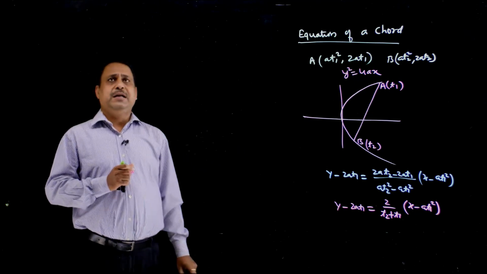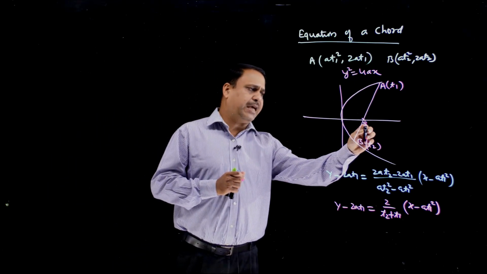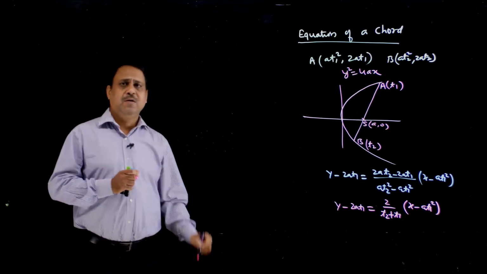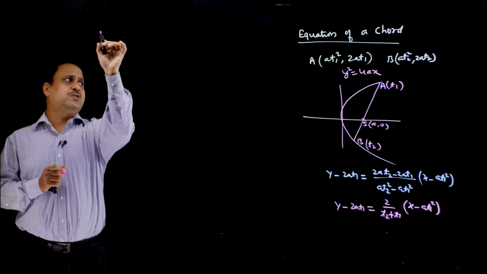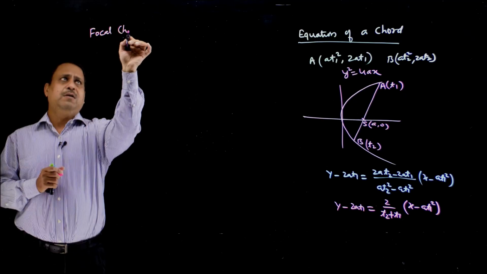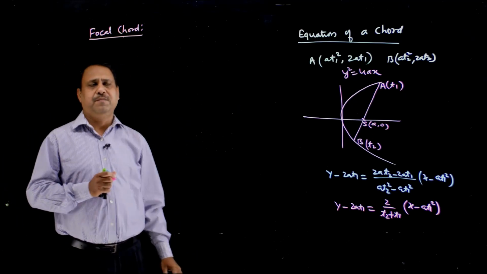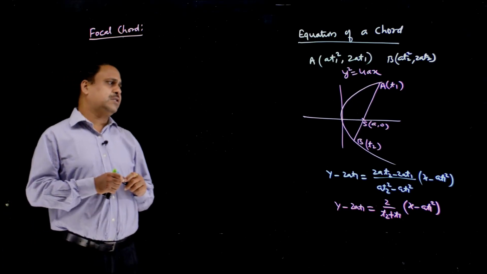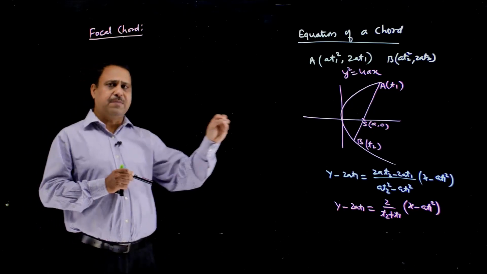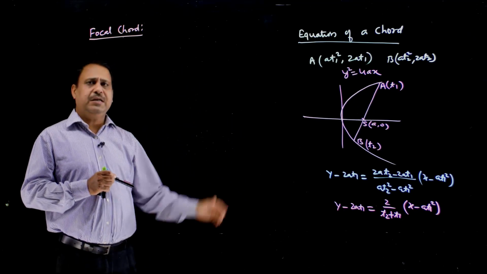The important point here is if this is passing through the focus. Suppose I say this is passing through the focus (a, 0), then it will be called a focal chord. We have already given the definition of focal chord. What is a focal chord? Any chord passing through the focus is called a focal chord. So this is a focal chord. For example, in a particular case I am discussing, what must be the condition if it is a focal chord?